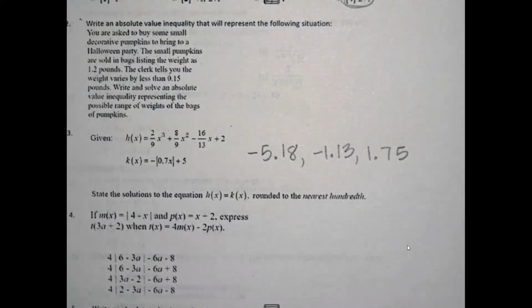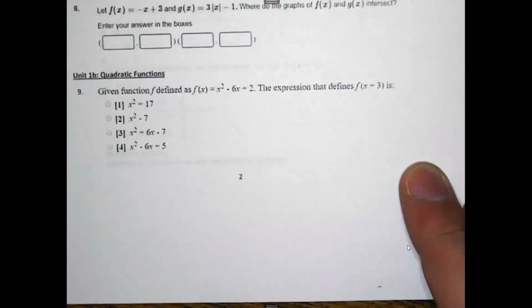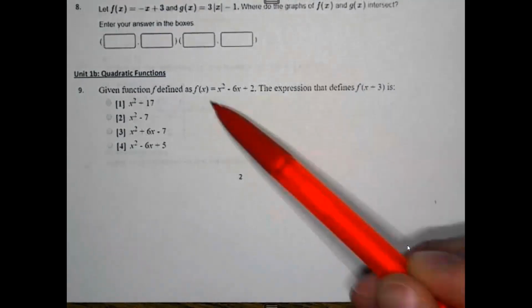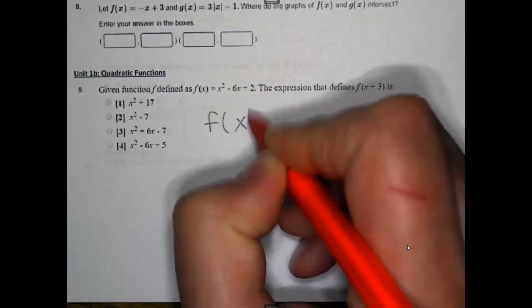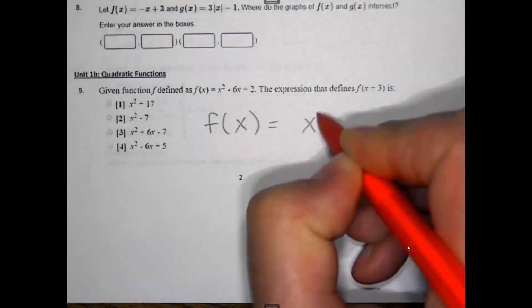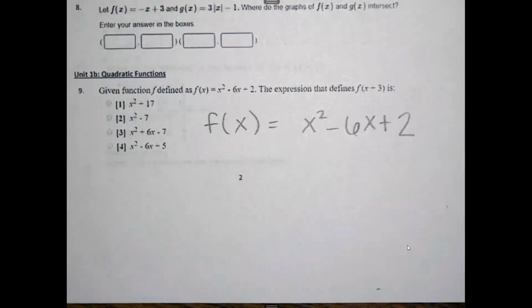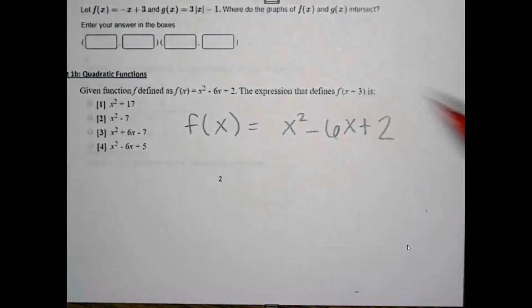Okay, we're going to jump over to number 9. So number 9 requires that you remember a little bit of math, but you can also use Desmos to cheat it. So this is going to be a new strategy. So this tells you that f of x is x squared minus 6x plus 2. And then they ask you to find f of x plus 3.